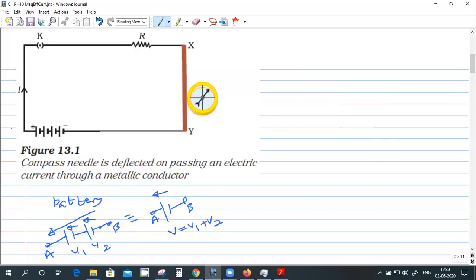Similarly, if you have four cells each of potential V, the total potential difference will be 4 times V. So I'm getting larger potential difference. And potential difference is the one which will drive the current. If you want more current, I have to connect more cells in series, because the current here is total voltage divided by the resistance. If you increase the voltage to 4V, then the current will increase 4 times.